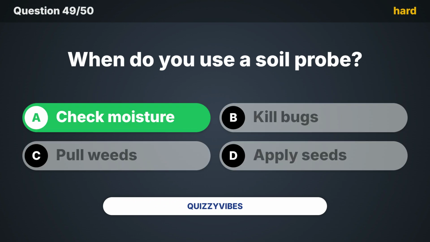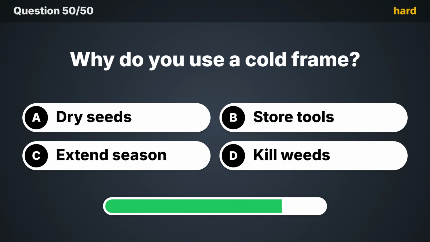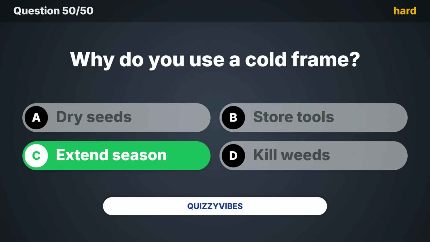Time's up. It's check moisture. Why do you use a cold frame? Here is the answer. Extend season.